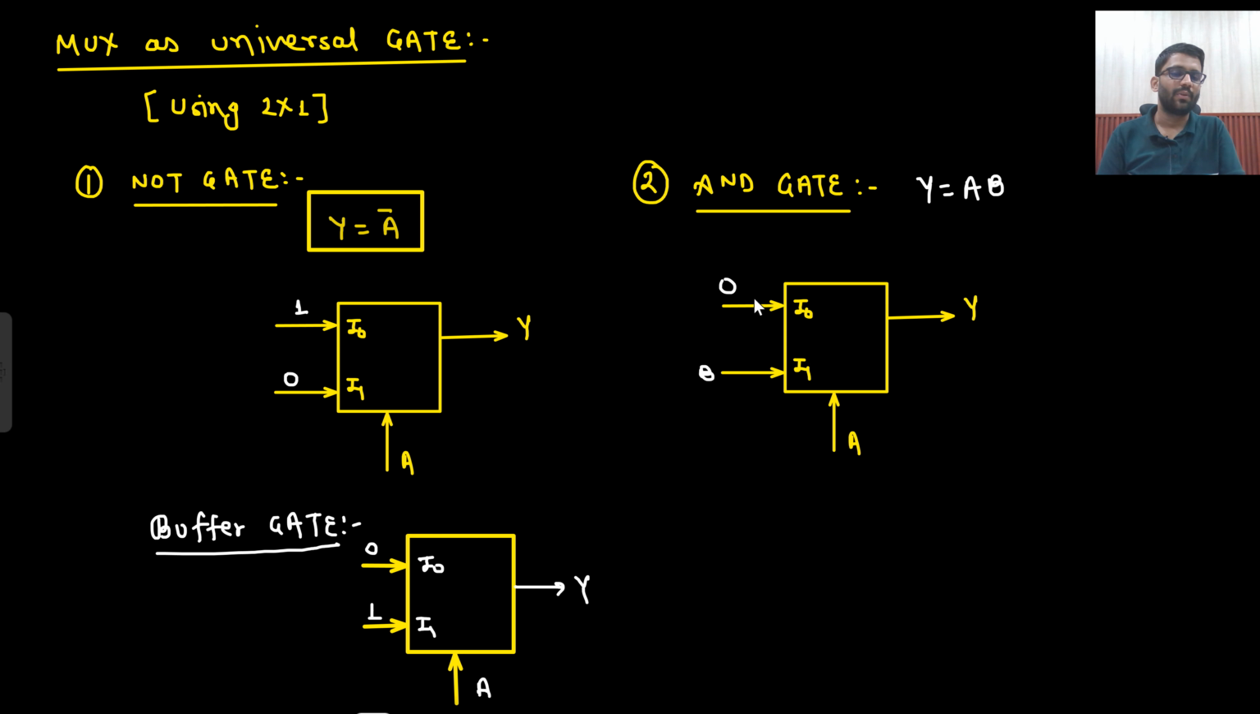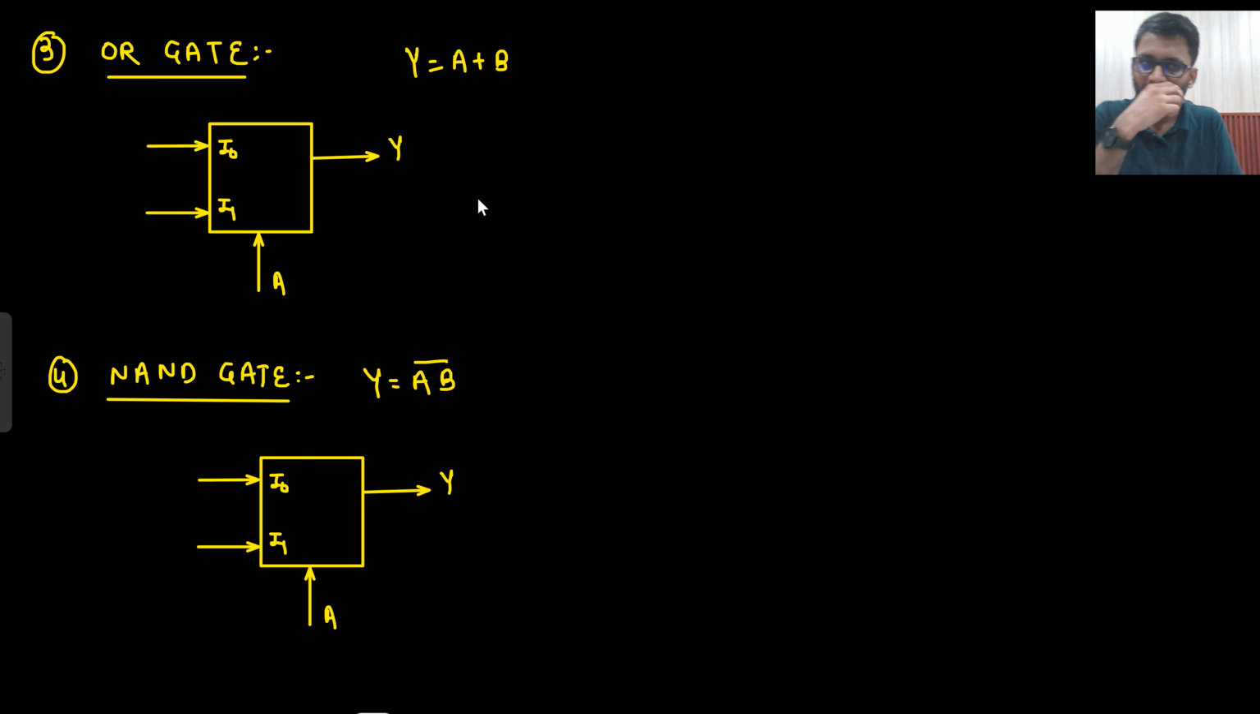If A bar is coming, I do not need anything. So Y is equal to AB, right? What about Y is equal to A plus B? If A is coming, I need 1. But if A bar is coming, what do I need? I don't know that, because there is B as well. So somehow in the expression Y is equal to A plus B, I need to introduce A bar. How can I introduce it?